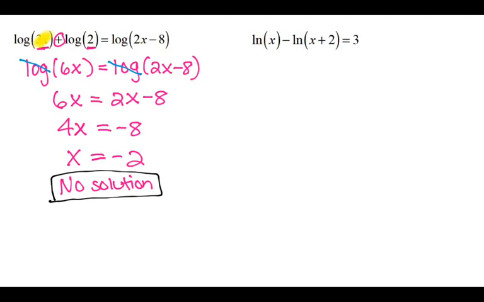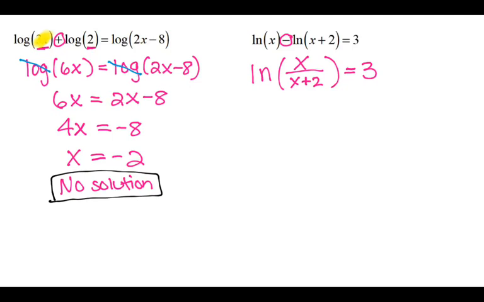For the second one, since I am subtracting, that is division when I'm condensing logarithms. Division you can write as a fraction. So I have x over x plus 2 equals 3. Now, if you ever forget whether you're going to multiply or divide, you can look at your subtraction. The subtraction symbol looks like a fraction bar, right? They're both lines, so that means you're going to use a fraction bar.